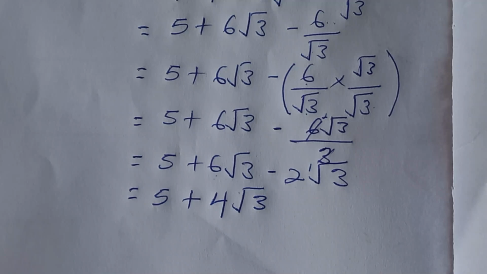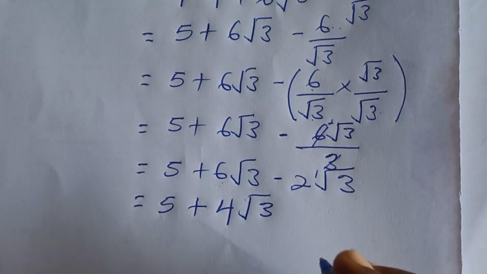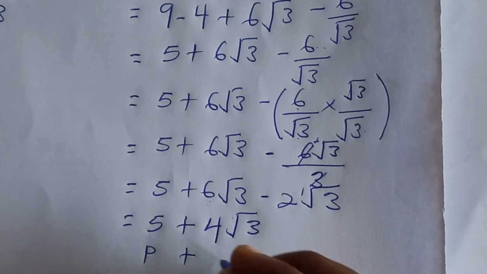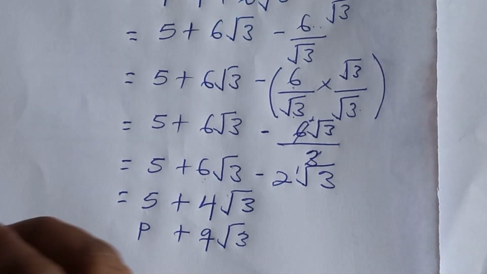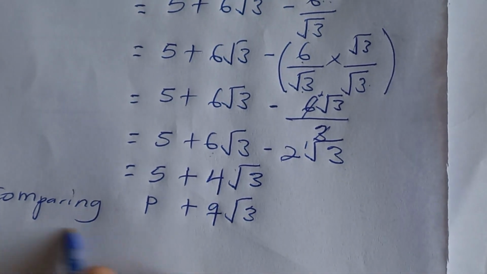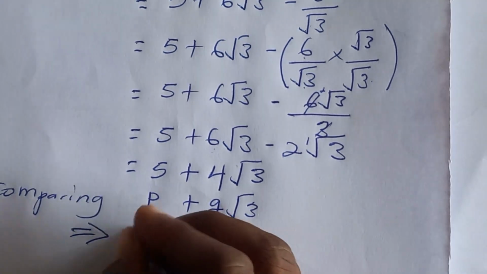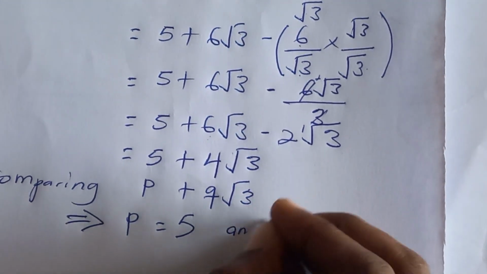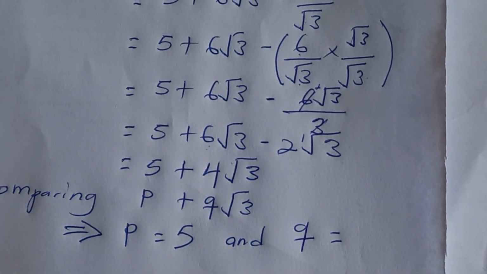Good. So now let's compare it with the form we were given, which was p plus q√3. So when you compare this with this, you can see that our p is 5. And our q is what? It's 4. Good.